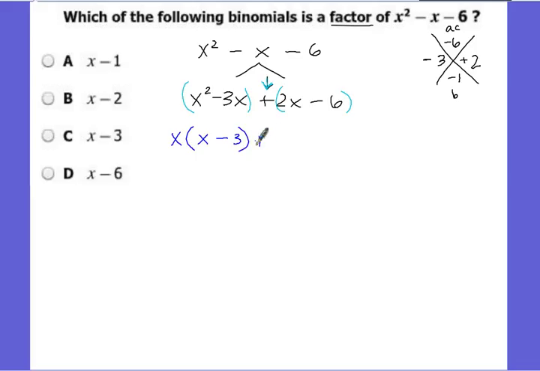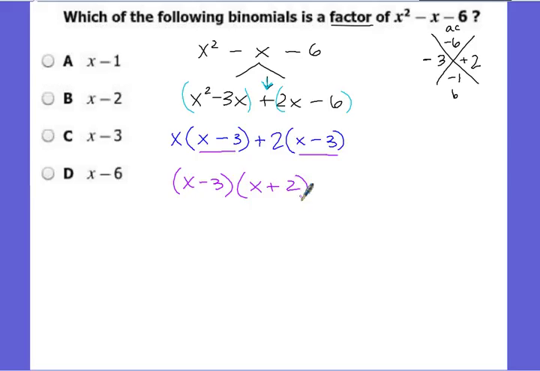I bring down that addition sign, and then I check for a GCF in my second group. 2x and 6 share a 2. They don't share an x value, so I divide both of these by 2, and I get x minus 3 again. Now I'm checking for a GCF in the whole thing, so I see what they have in common is x minus 3. That's their common factor. I'm going to pull out that x minus 3, and then I'm going to write in parentheses what's left over.